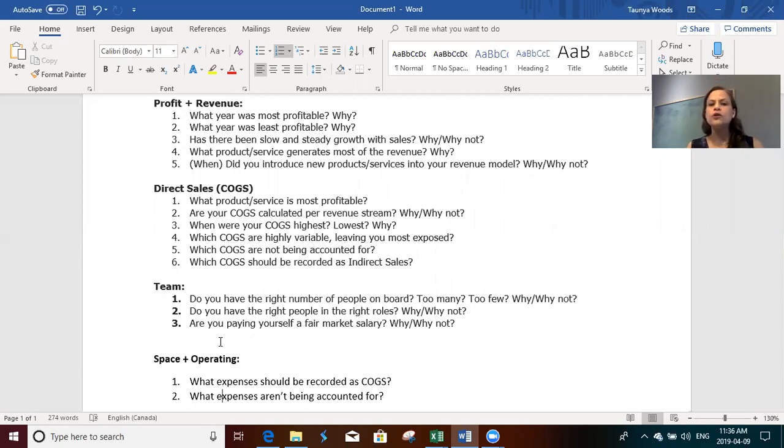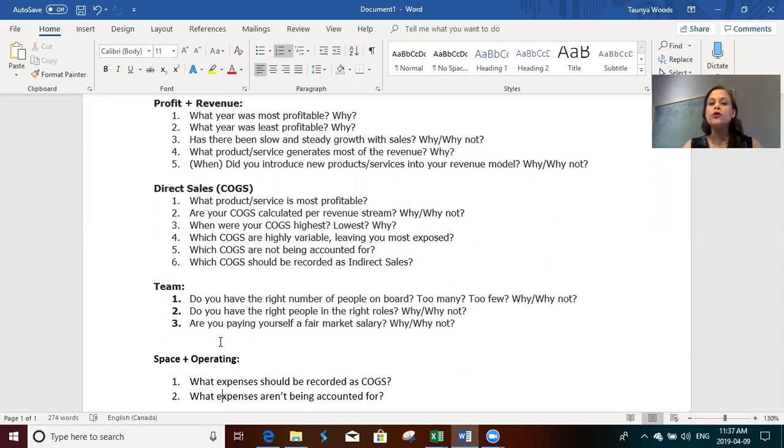Are your cost of goods or direct sales calculated by revenue stream? Why or why not? And oftentimes the why not is, I didn't know any differently, right? My bookkeeper didn't tell me and my accountant didn't tell me. This is why you're doing the work now. So high fives to you for actually realizing that we need to do things differently.